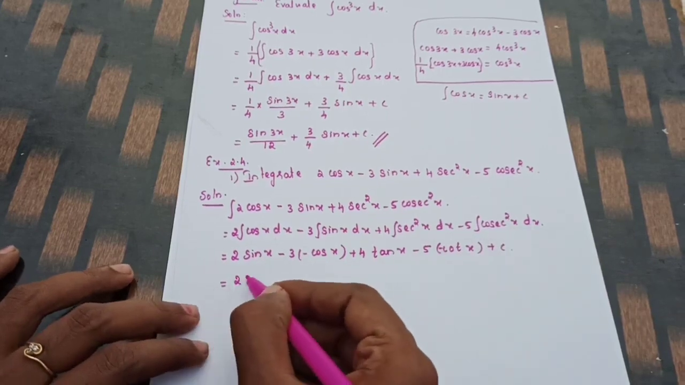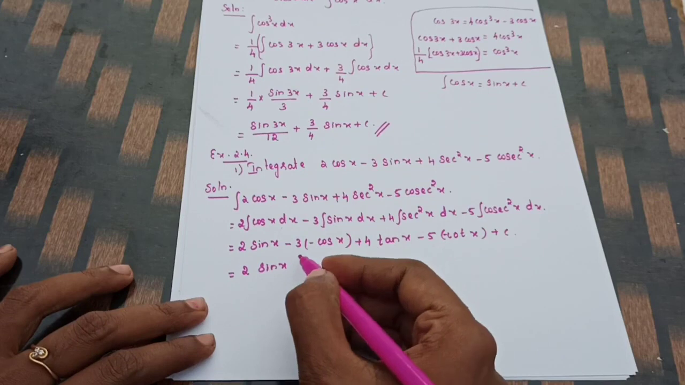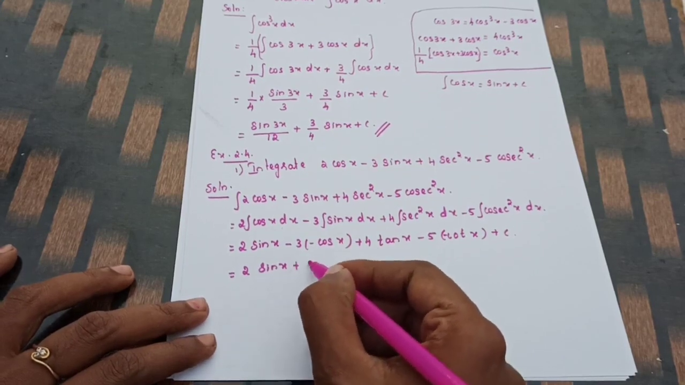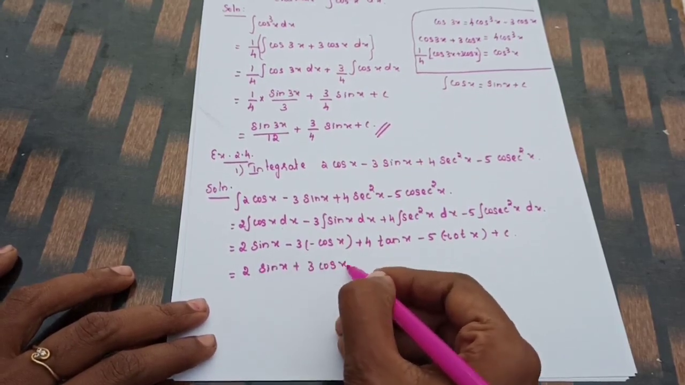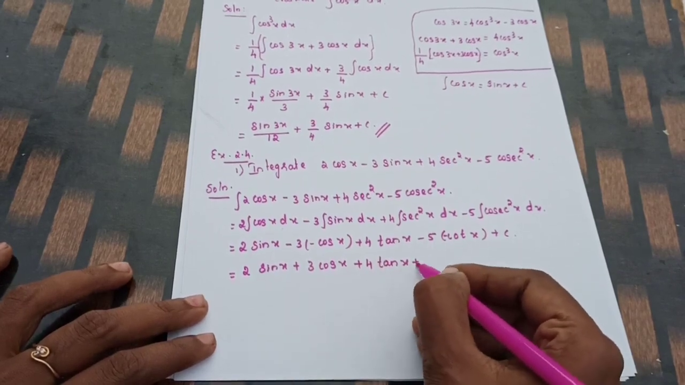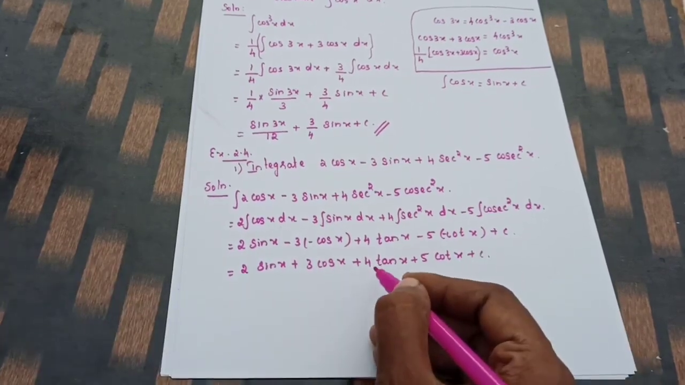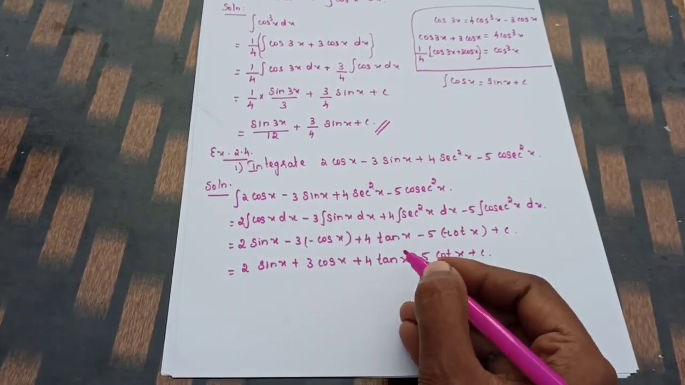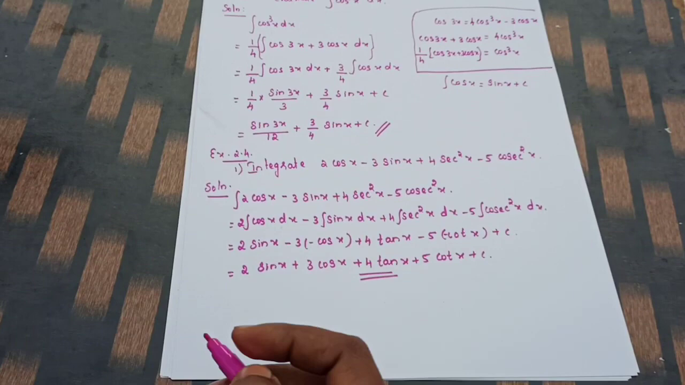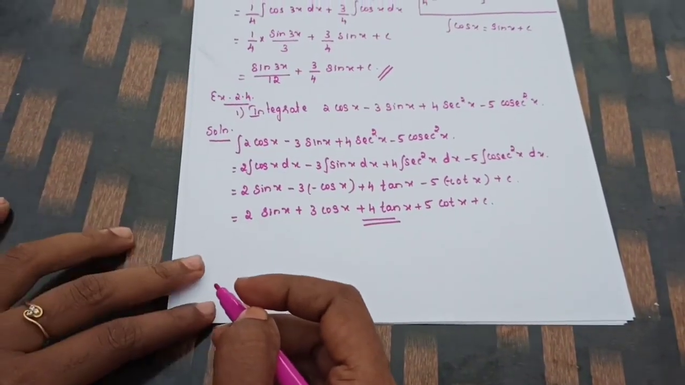That is equal to 2 sin x, minus into minus, plus 3 cos x plus 4 tan x, minus into minus, plus 5 cot x plus c. Have we got it? So this one is the answer. Understand, students? Very easy. Let's move to the next question.